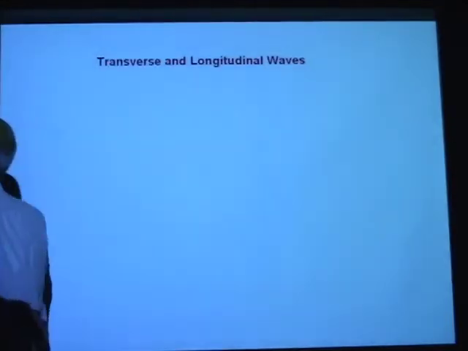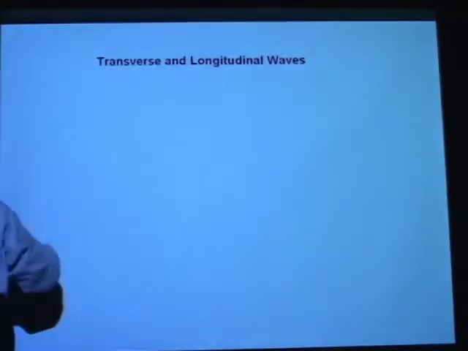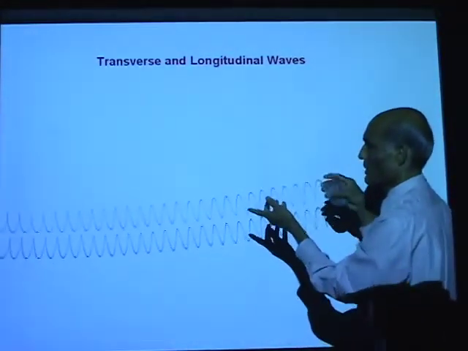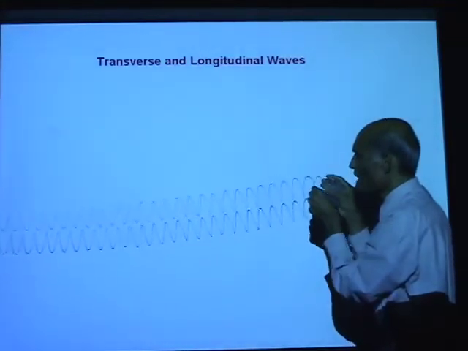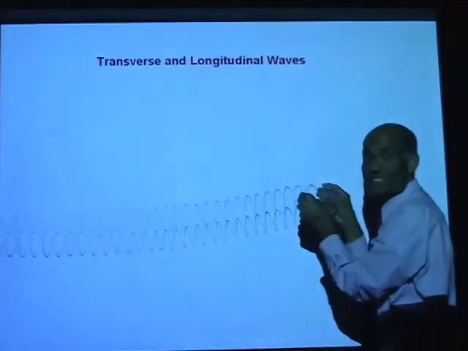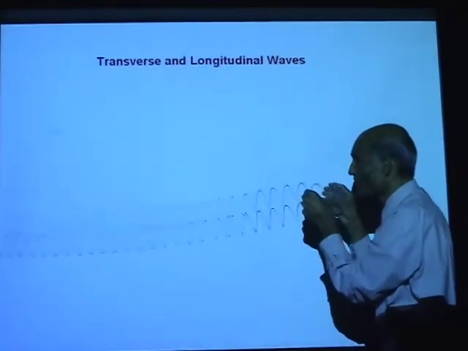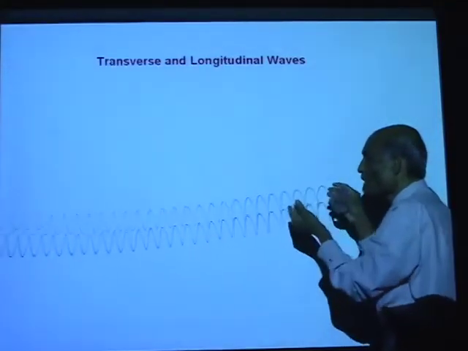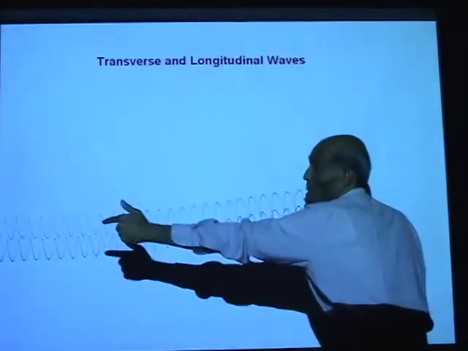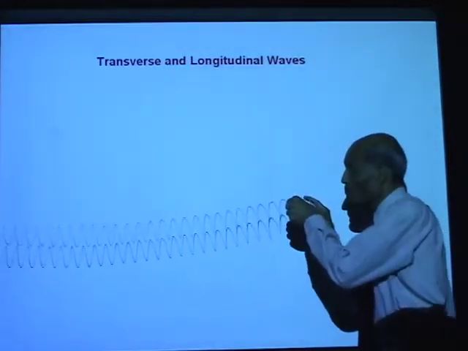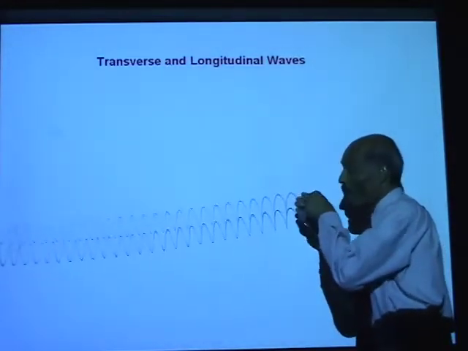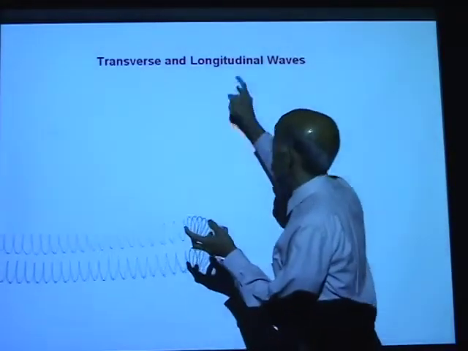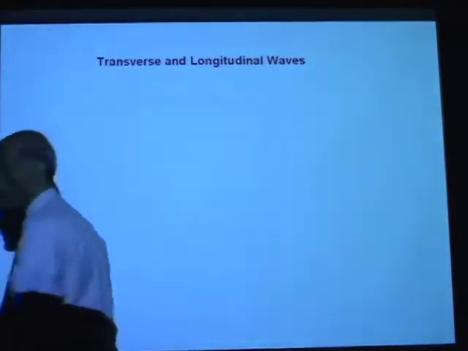On the other hand, if you look at the wave that is generated on a slinky. Now, I'm going to vibrate the segments of the slinky back and forth. Look at this. The segments are vibrating back and forth. The energy of vibration advances in the same direction. The direction of particle vibration and the direction of the wave propagation are the same. And such a wave is a longitudinal wave.